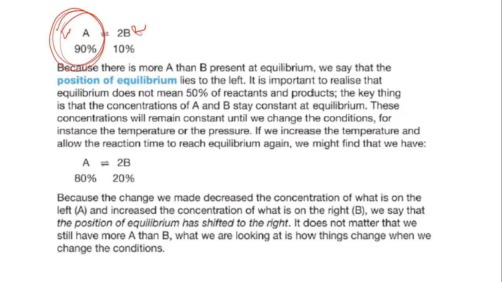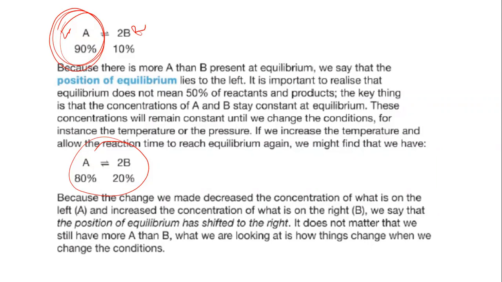Now, let's say you change the conditions. We will talk about different conditions later on. We'll talk about your temperature. We'll talk about pressure. We're going to talk about concentration and all this. So when you're going to talk about it, let's say that we changed one of the conditions. And by changing the condition, the mixture changed. So now you have 80% of A and 20% of B. So how will you describe it? You are going to say that the equilibrium has shifted towards the right. Okay? Equilibrium has shifted towards the right.